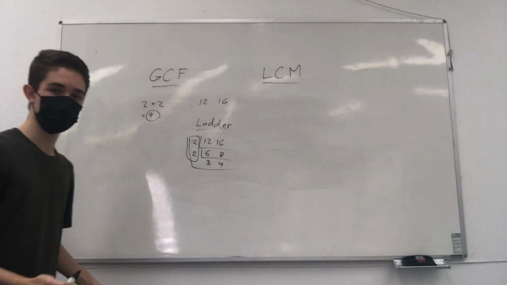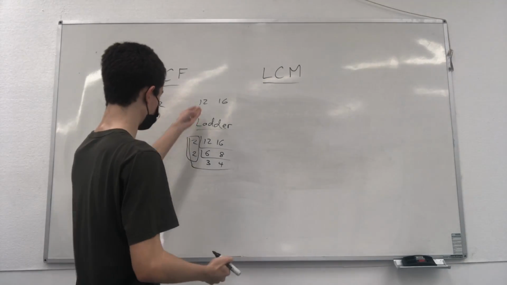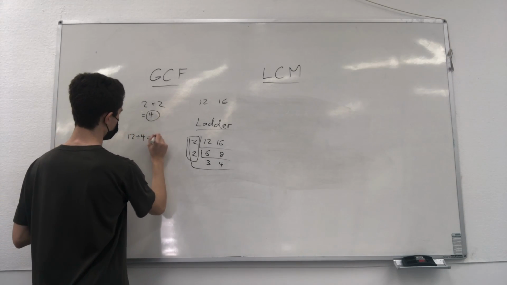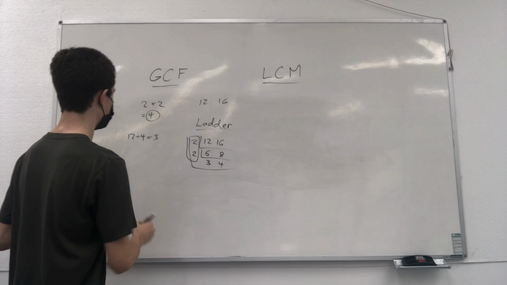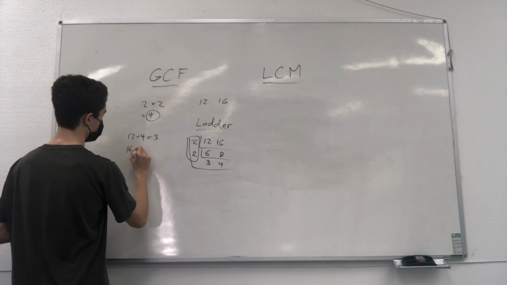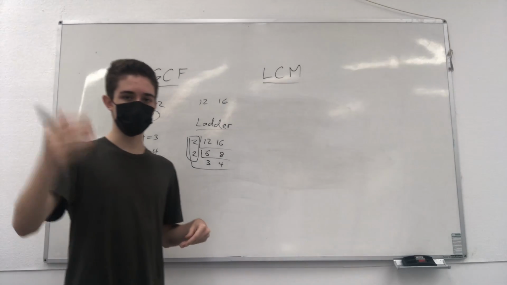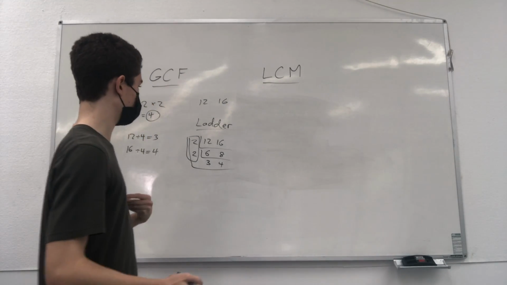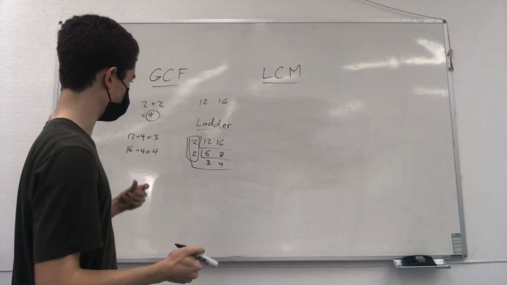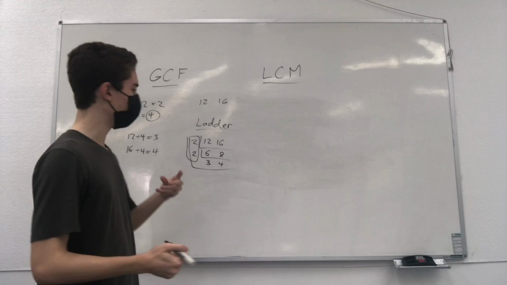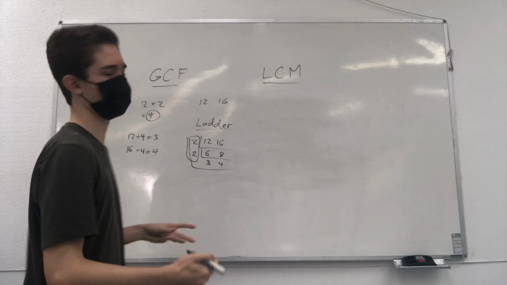And how can we check this? Well, we can see, can 12 be divided by 4? Yes, 12 divided by 4 is 3. Can 16 be divided by 4? Yes, equals 4. And is there any number greater than 4 that you can divide both of these by? Well, 5 can't divide any of them. 12 can be divided by 6, but not 16. And 7 can't, and so on.